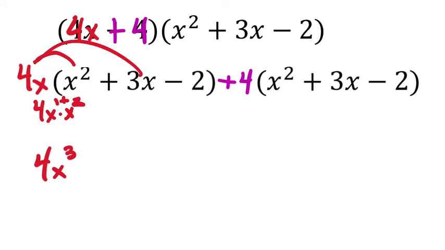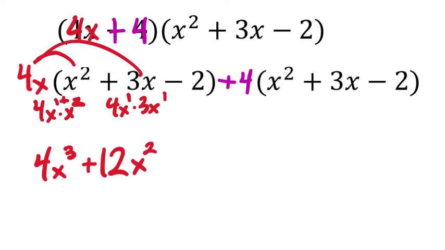And then we got to distribute to the 3x, so that's 4x multiplied by 3x. So 4 times 3 would be positive 12. And then x times x would be x to the power of 2. Okay. And again, if you need to add those exponents that are phantom ones, that's fine.